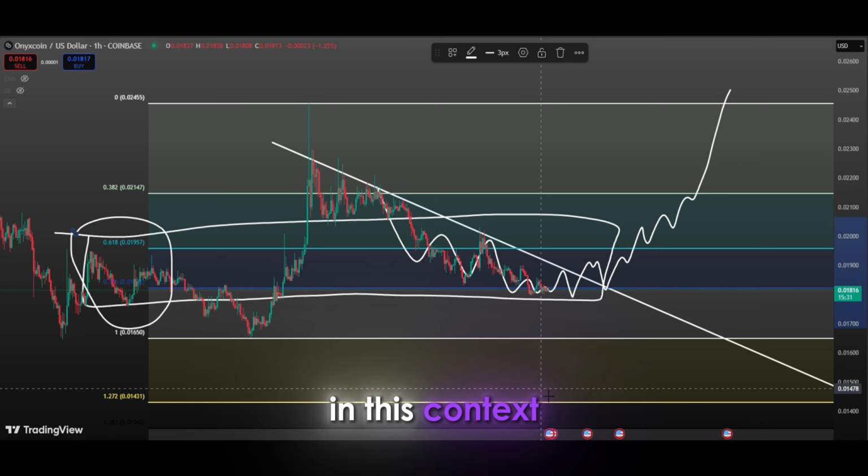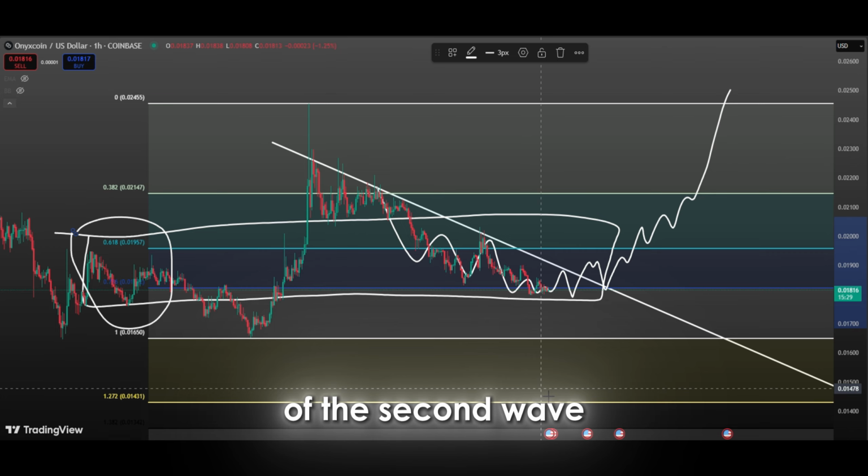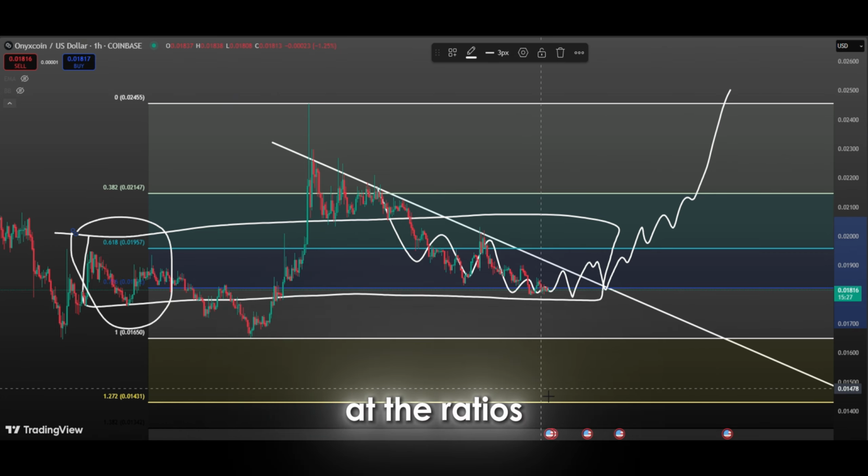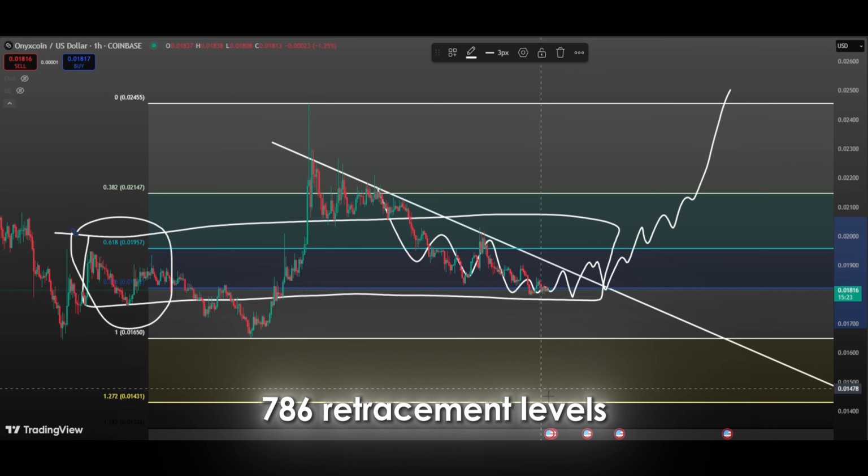In this context, one of the strongest technical signs suggesting that we are approaching the end of the second wave is the Fibonacci retracement levels. When we look at the ratios obtained with the Fibonacci tool, plotted between the start and end points of the first wave, we see that the price retraced between the 0.618 and 0.786 retracement levels.